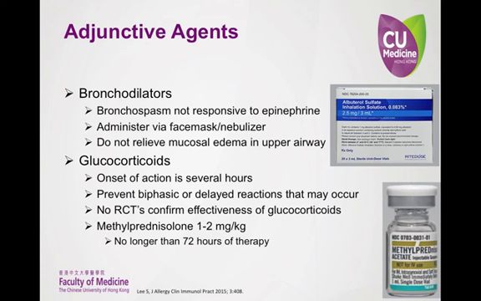About biphasic reactions, they are the recurrence of symptoms after resolution of the initial episode of the allergic reaction. These reactions typically occur within 12 hours of the initial episode, but may recur up to 72 hours later. These type of reactions occur in approximately 15 to 21% of patients.